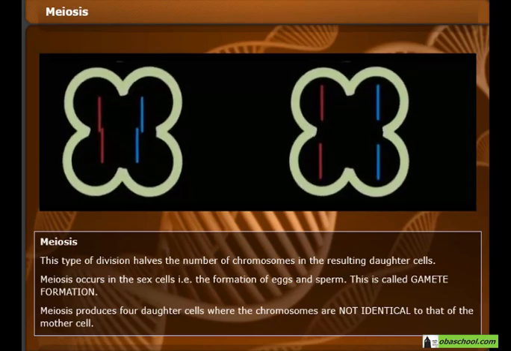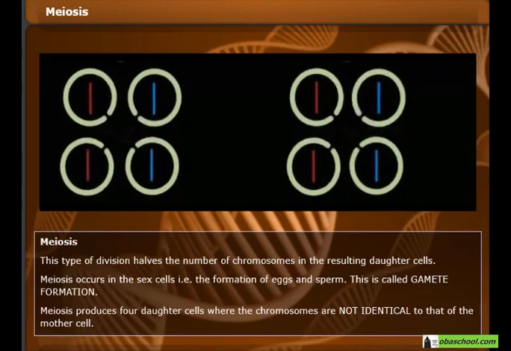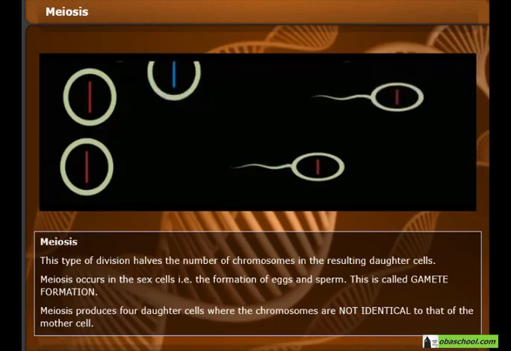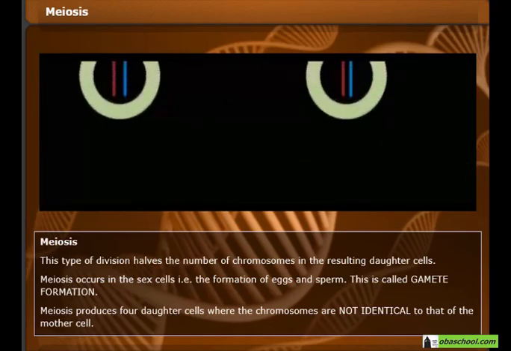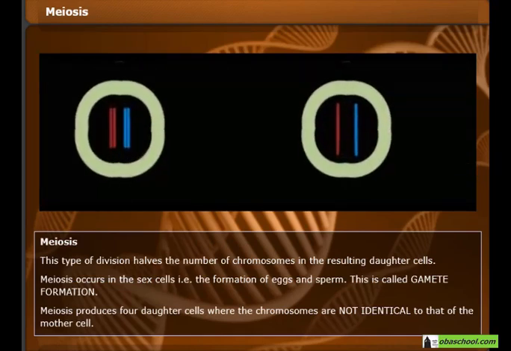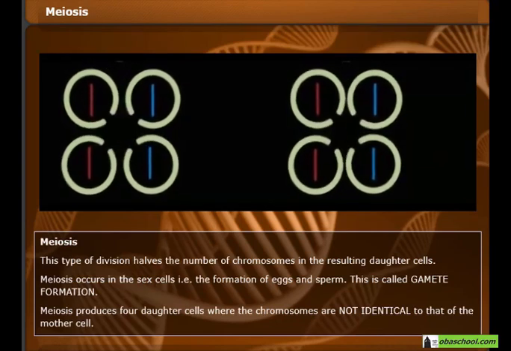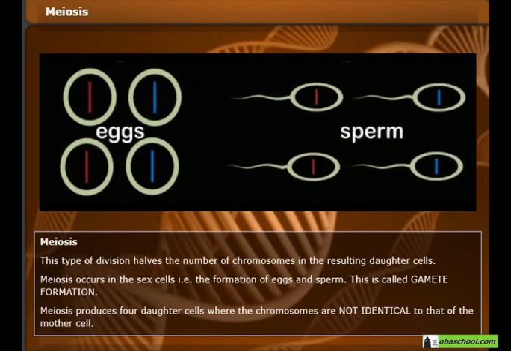Meiosis. This type of division halves the number of chromosomes in the resulting daughter cells. Meiosis occurs in the sex cells, that is, the formation of eggs and sperm. This is called gamete formation. Meiosis produces 4 daughter cells where the chromosomes are not identical to that of the mother cell.